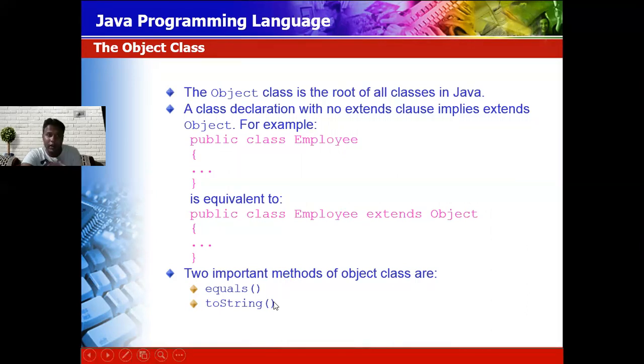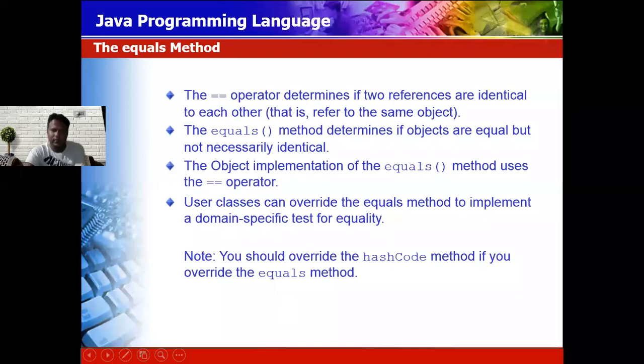So the Object class contains two methods. One is the equals method, another is the toString method. Here the Object class contains the equal operator and the equals method. The work of the equal operator is to determine if the two references are identical to each other. The equals method determines if the objects are equal but not necessarily identical.